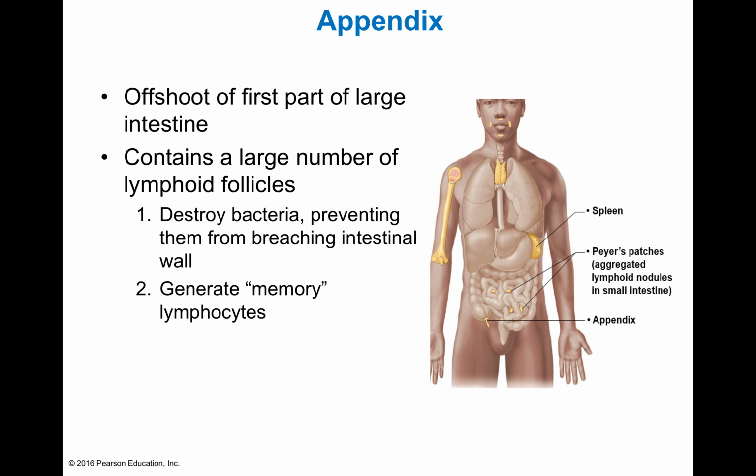So when they encounter that bacteria or virus for the second time, it's much easier for them to recognize it. The process is much more rapid. And the appendix is one of the structures that is responsible for creating those memories and helping you create an effective immune response against a pathogen that you have already encountered at an earlier time.